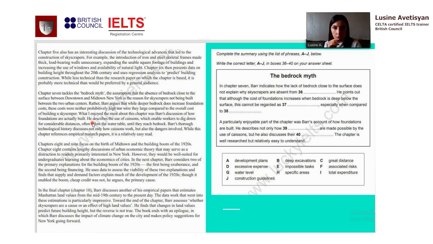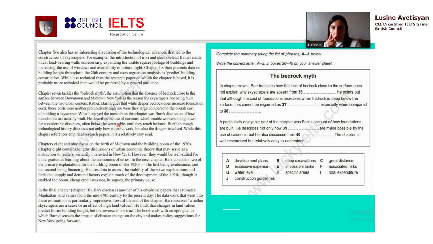He describes not only how, he describes the use of caissons, which enable workers to dig down for considerable distances, often below the water table.